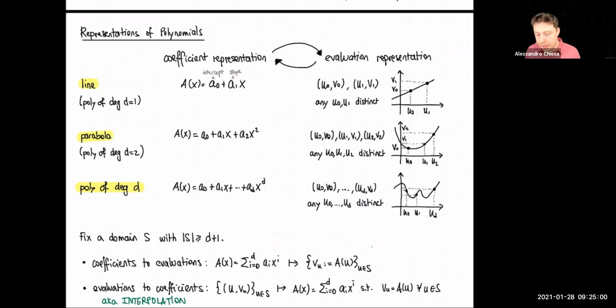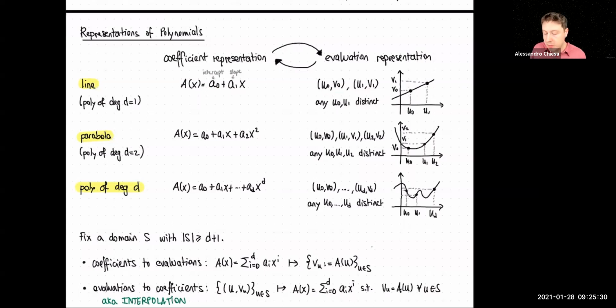Now, that's one way to represent a line. But another way to represent a line is to just give me the values of the line at any two distinct points. It says it goes through here and it goes through here. And it's visually clear that there is a single line that goes through these points and no other line. So that's just another way to tell me what the polynomial is. Rather than giving me the coefficients, you give me the evaluations at 2 points, okay?